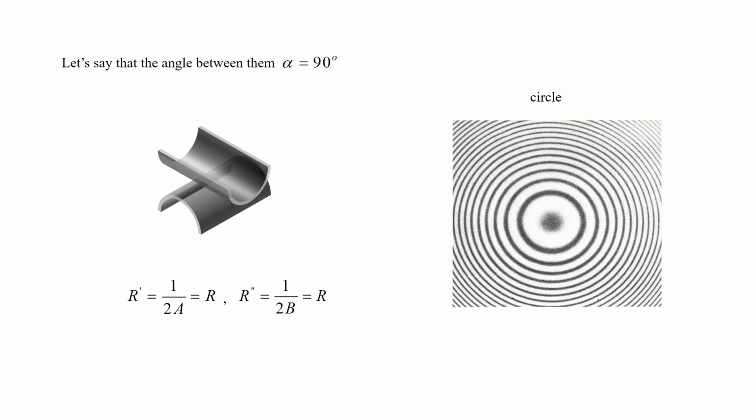So, here the contour shows a circle, and if you look from the top using monochromatic light and an optical microscope, maybe we can get this kind of fringes, which will be circular fringes.